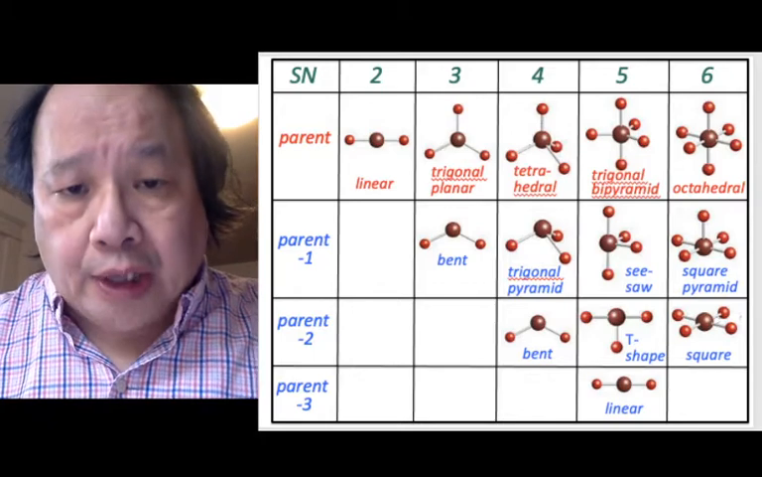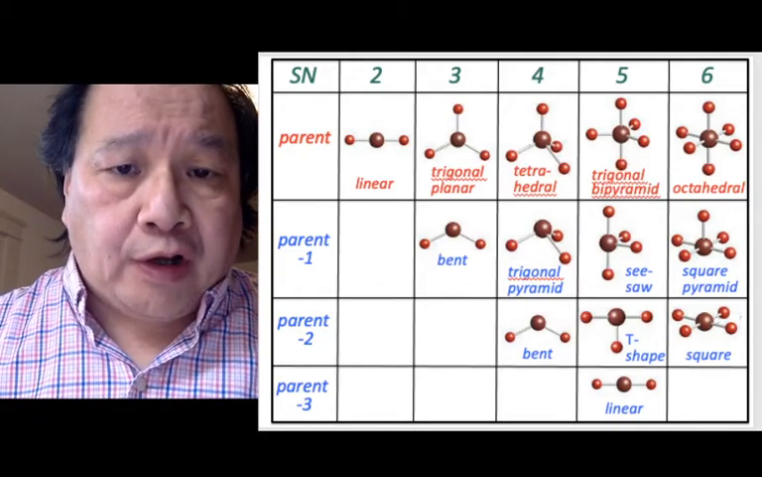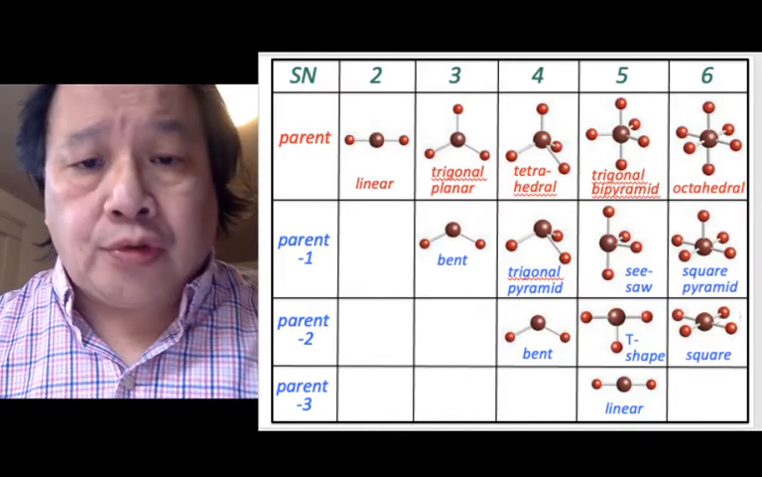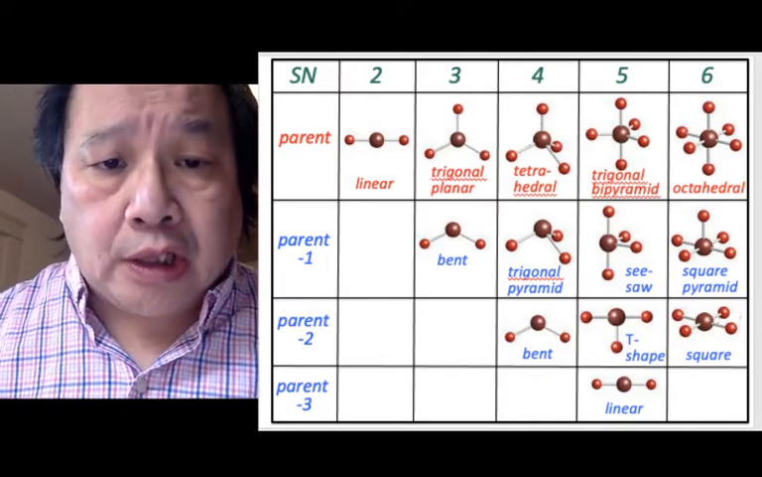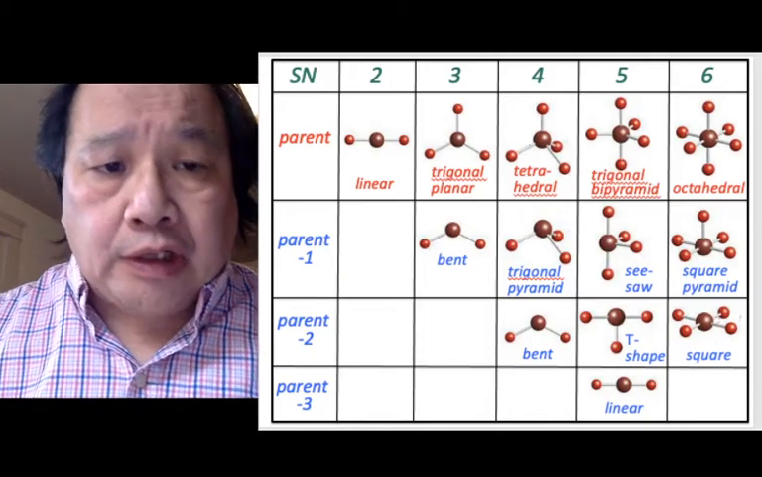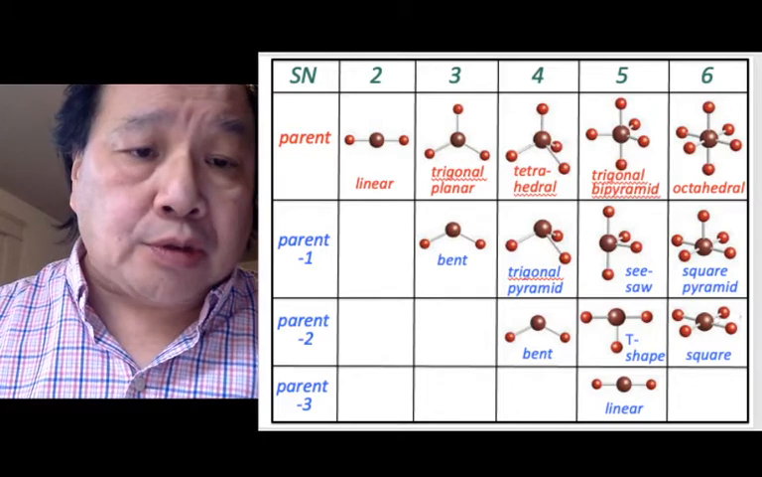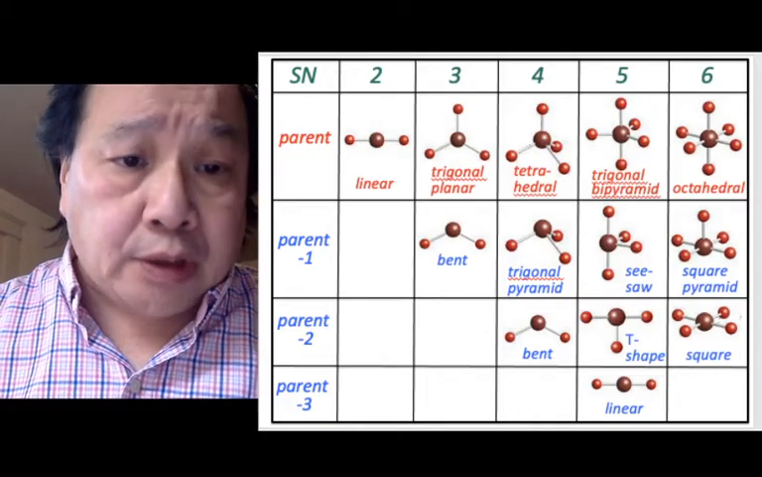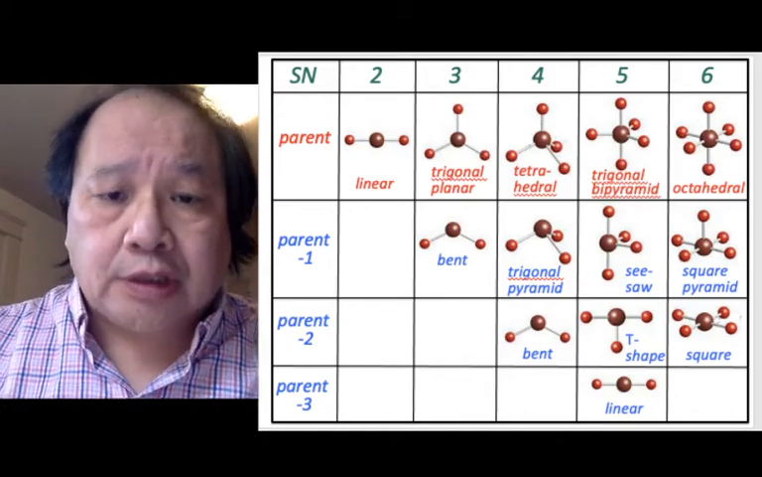So you take one equatorial side away from a trigonal bipyramid in steric number 5, you get the seesaw. 2, you get T-shape. And 3, you lose all the equatorial sides, and it becomes linear. And in time, you'll have these shapes actually memorized because you'll be using them so often, because VSEPR is super important. Let's practice a few systems.